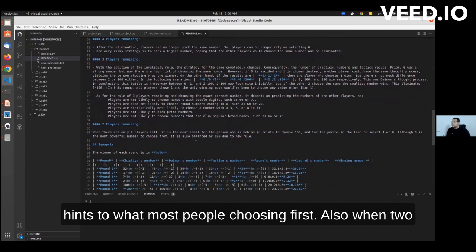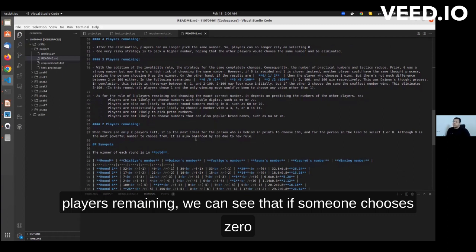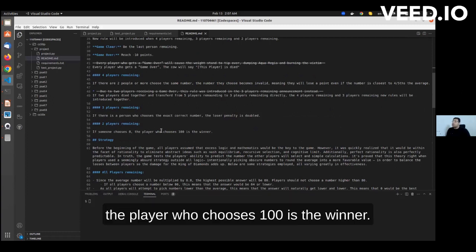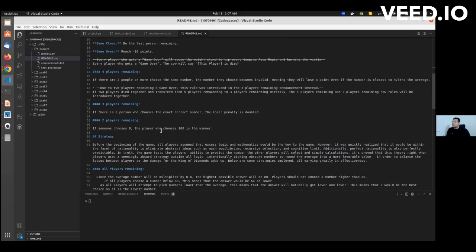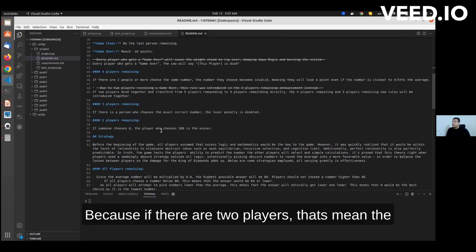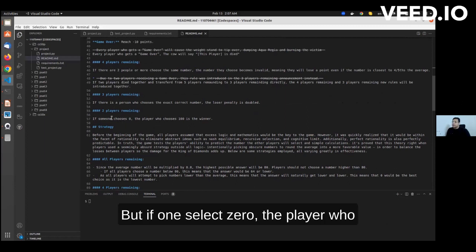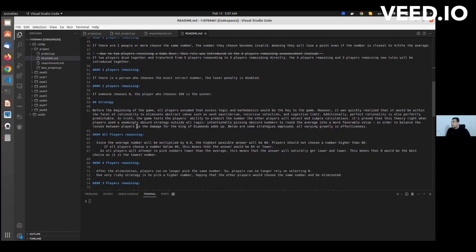Also, when 2 players remain, we can see that if someone chooses 0, the player who chooses 100 is the winner. Because with 2 players, the player who chooses the lowest number would normally win. But if one selects 0, the player who chooses 100 is the winner in this rule.